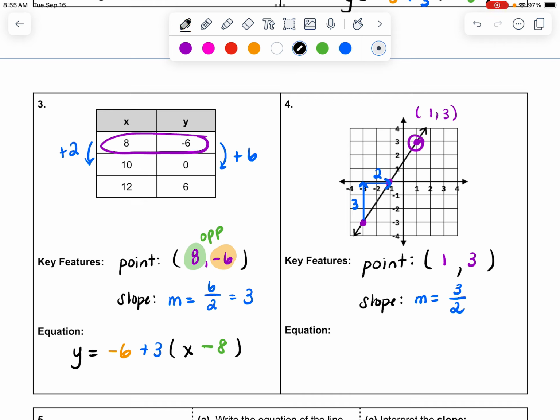Now I'm going to write my equation. Y equals my y value, which is 3, plus 3 over 2, my slope, parentheses x, and then I'm going to fill in my x number. But my x number is going to have to be the opposite of the number that I see. So instead of writing +1, I'm going to write -1.